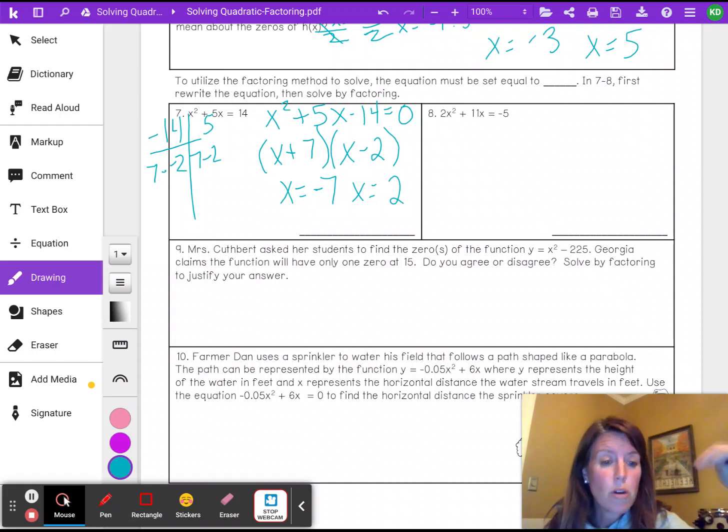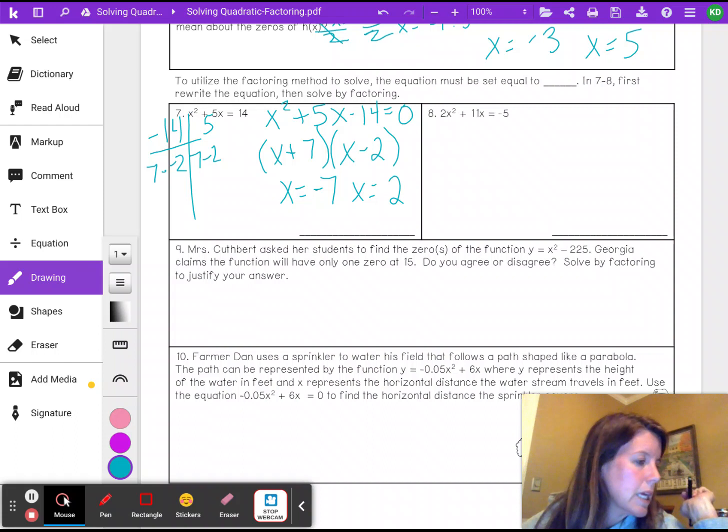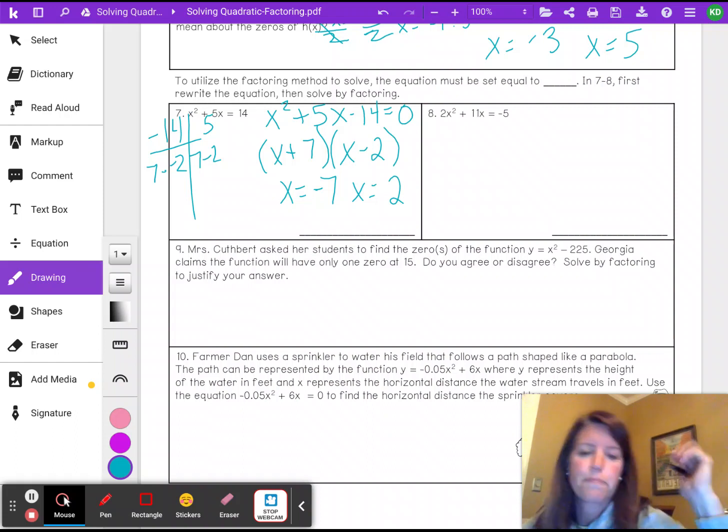But you need to make sure that it's always in standard form, so it's equal to 0, with that constant on the same side. All right, so number 9, and I'm going to leave number 8 blank. I want you all to do that on your own, and at the end, I'll come back and I'll give you the answer.